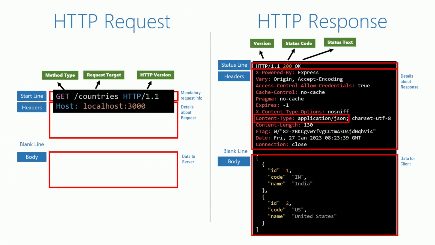Like content type header, other headers provide more details about the HTTP response. Hope this explanation helps to understand how headers provide additional information about the response data. In the body, we have the data in JSON format having array of countries. Hope the explanation provided so far in this video helps you understand the basic structure of HTTP response.